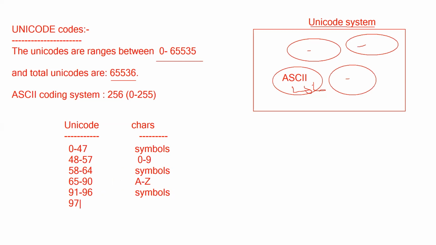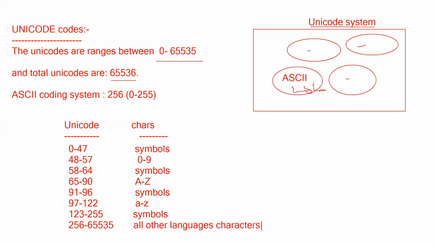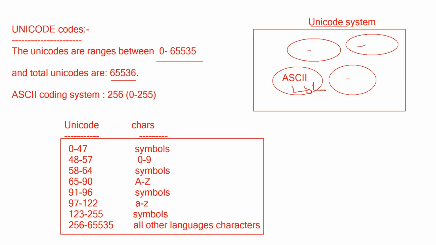97 to 122 are small a to z. And 123 to 255 are again symbols. 256 through 65,535 are all other languages' characters. So these are the Unicodes, and these are their meanings.